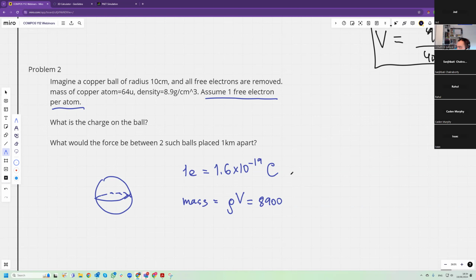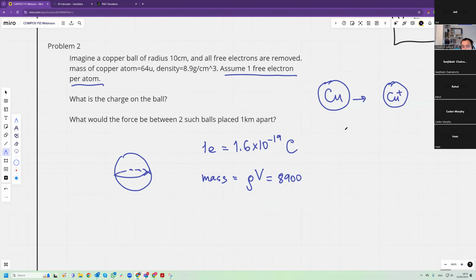No, we don't need to take into account the charge of the nucleus because we are removing a single electron per atom. That means that every atom will be +1. So we have copper, and we are removing an electron, so it becomes copper plus. We're not removing an electron from copper because copper is already ionized, it's an ion lattice. It's just we removed the free electron.